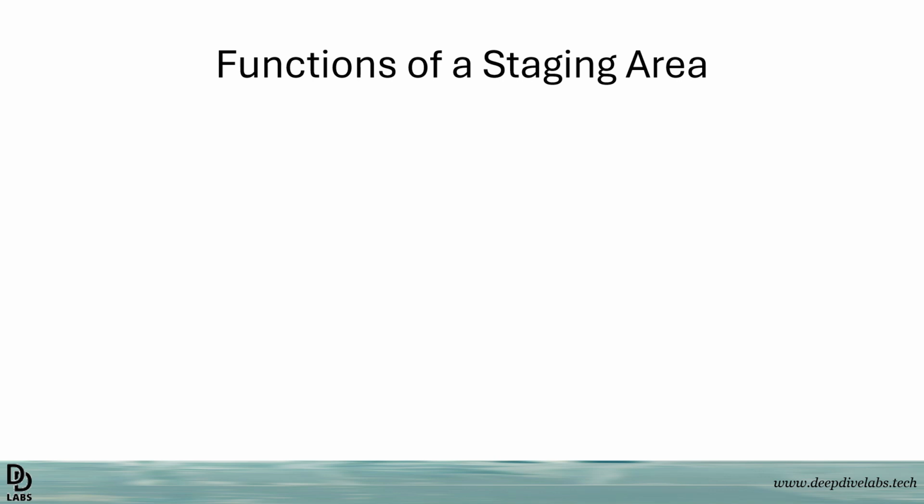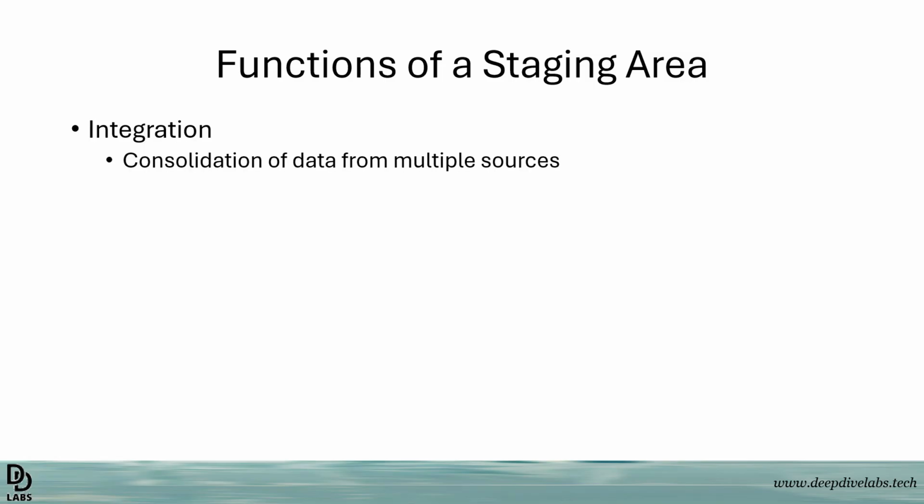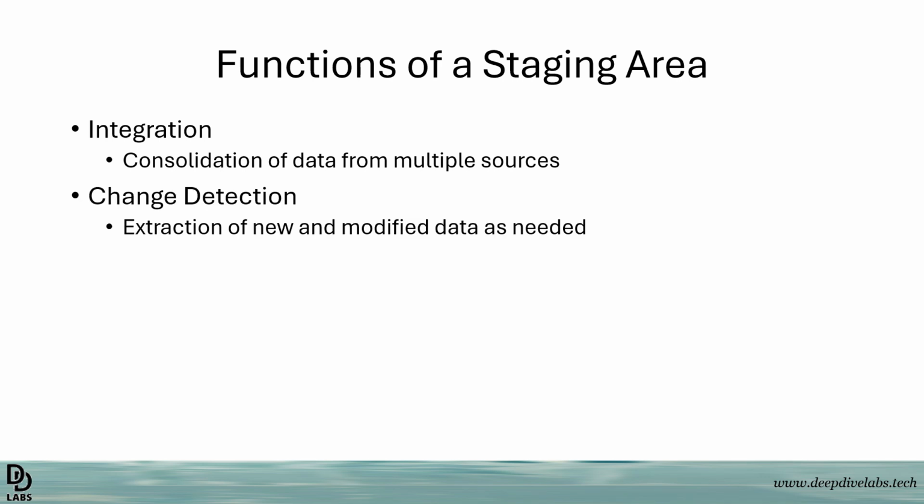So let's look at some of the functions of a typical staging area in a data warehouse architecture. One of the key functionalities is integration, because it consolidates data from the multiple operational tables. As we have seen, your data warehouse can be looking at data from all the internal operational systems within an organization, but sometimes it can also look at external data sources as well, right? Both internal and external.